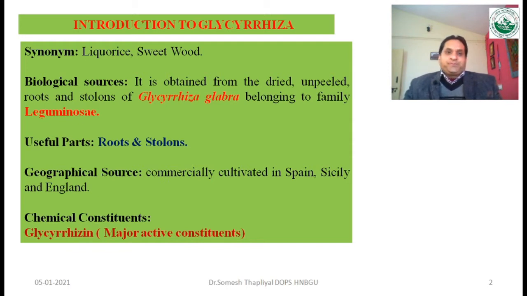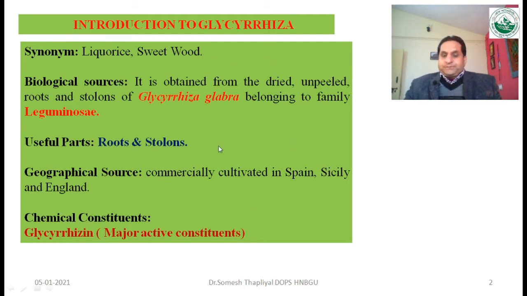If you see in this slide, the introduction about the glycyrrhiza from which we can obtain glycyrrhetinic acid, it is commonly known as licorice, or sweet wood. Talking about the biological source of glycyrrhiza, it is obtained from the dried, unpeeled root and stolons of Glycyrrhiza glabra belonging to family Leguminosae. Geographically, it is commercially cultivated in Spain, Sicily and England, and the major active constituent of glycyrrhiza is glycyrrhizin. On hydrolysis, glycyrrhizin gives glycyrrhetinic acid.